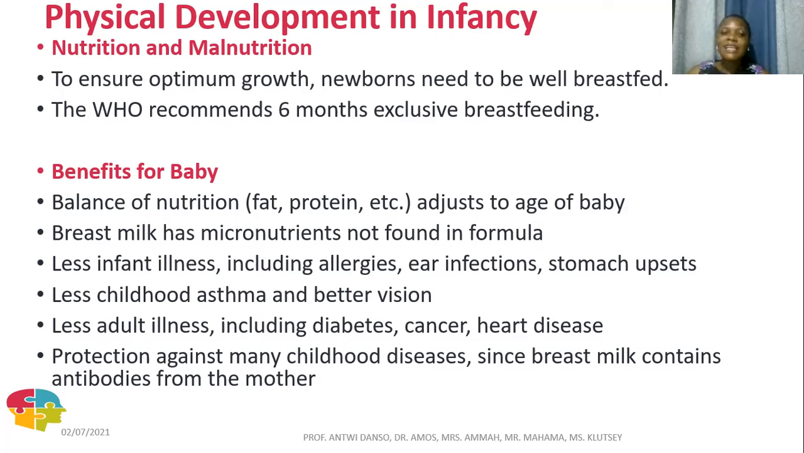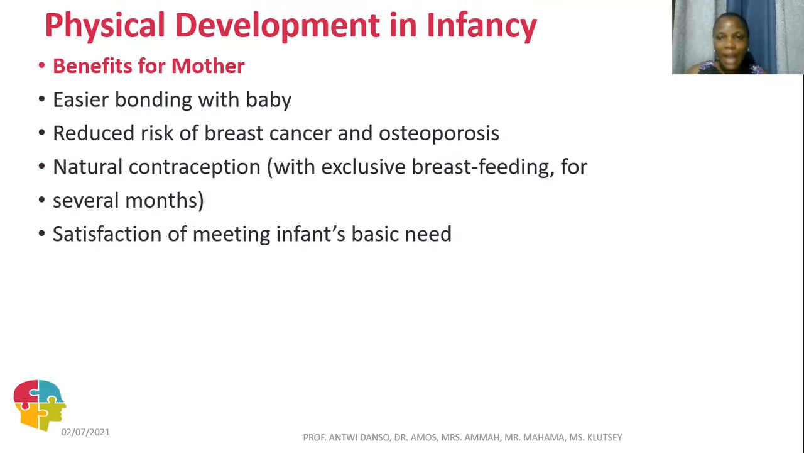It reduces illness in later adult life. So it reduces the risk for what? Diabetes, cancer, heart disease, etc. Then it protects against what? Many childhood diseases like polio, measles, anything, because the breast milk contains what? Antibodies from the mother. So somebody will ask, what are the benefits of breastfeeding to the mother? It aids in bonding, because as the mother is breastfeeding, the mother is chatting with the child, conversing with the child, smiling with the child.